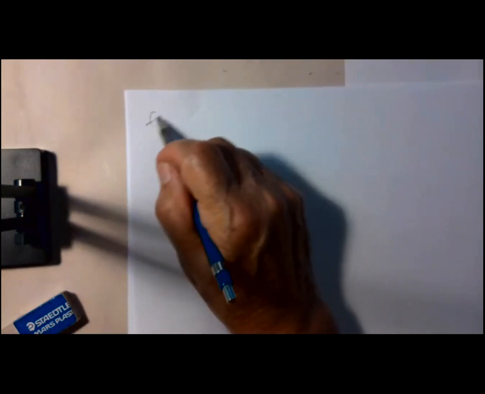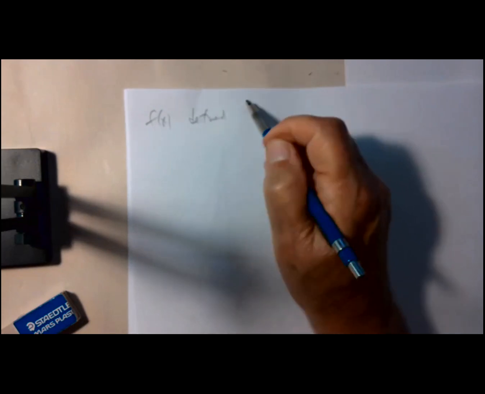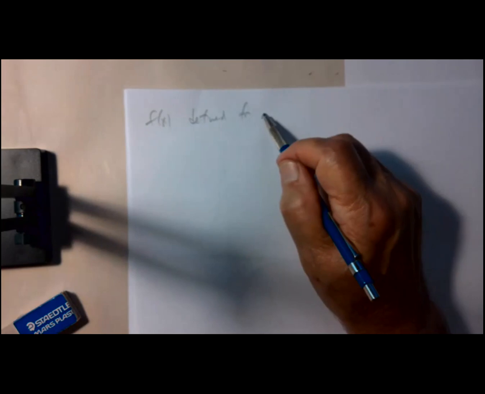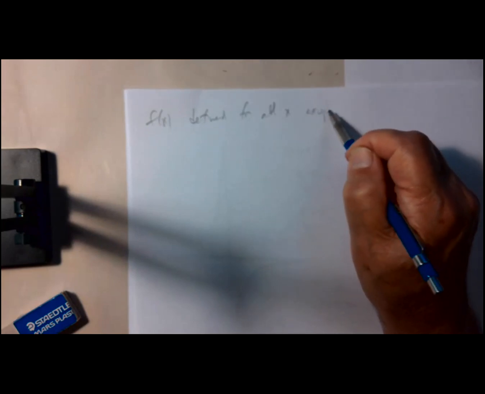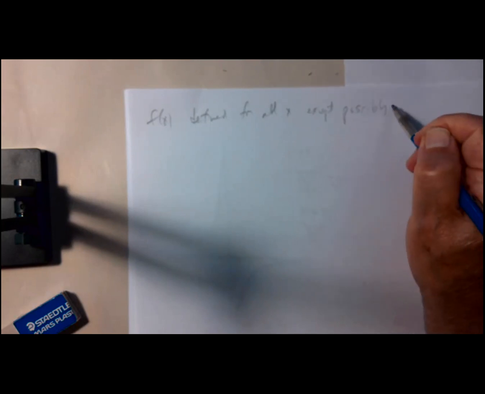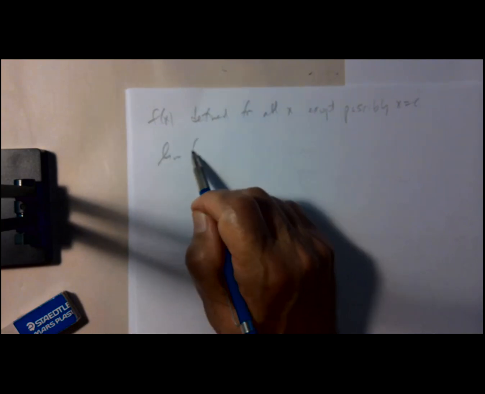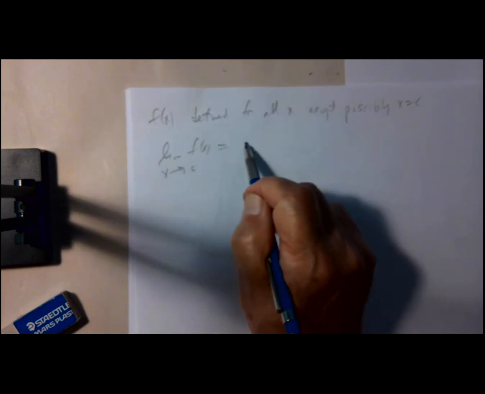So let's give the formal definition. So if we have a function f of x, defined for all x in some interval, except possibly at x equal to some number c, what does it mean to say the limit of f of x as x approaches c is infinite? It means as you approach c from the right or the left, once you're close enough to c, if I take any number m, no matter how big, the graph of the function is above m.